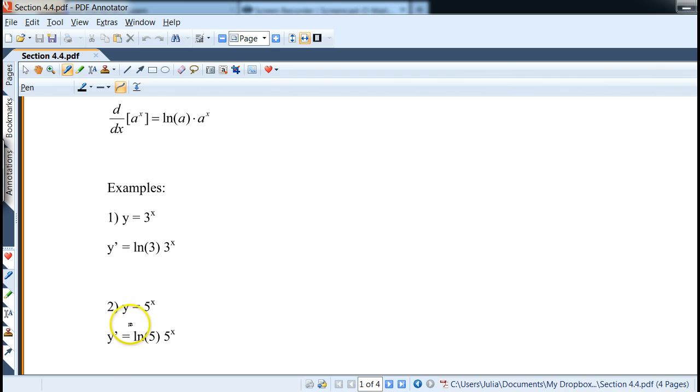And same idea, y equals 5 to the x, the y prime would be a ln of 5 times 5 to the x, or we can also have the equivalent, 5 to the x times a ln of 5. Okay, and again, sometimes we put parentheses around the whole thing, sometimes around the 5. It's really all the equivalent expressions, just so that we know.